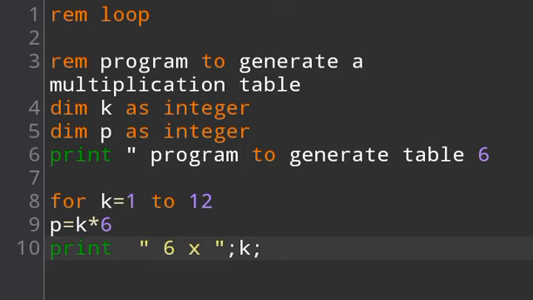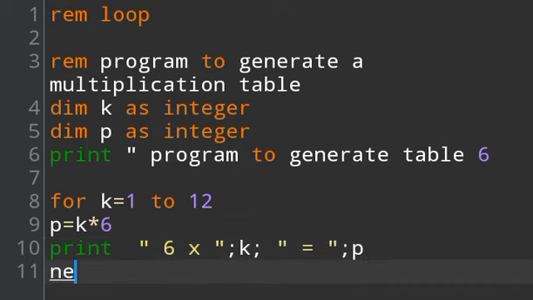In quotes, you put the string "is equal to", you close your quotation, semicolon, p. Next. So this is a simple program that will generate a multiplication table.